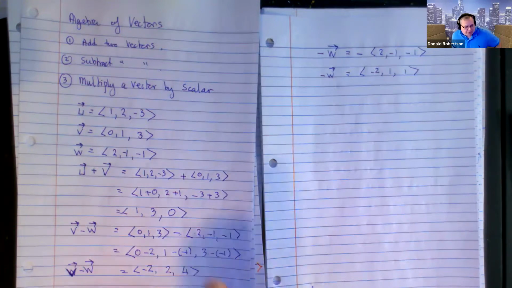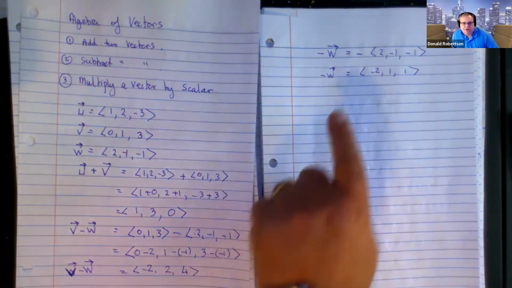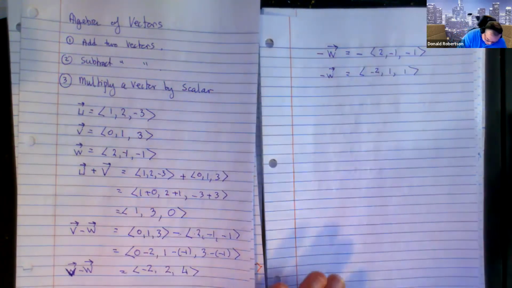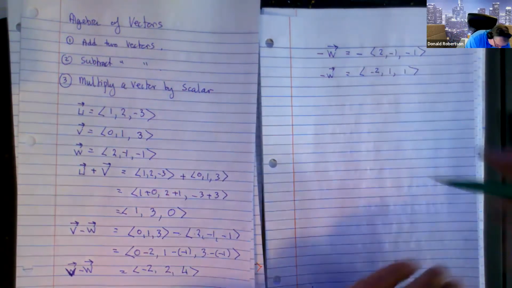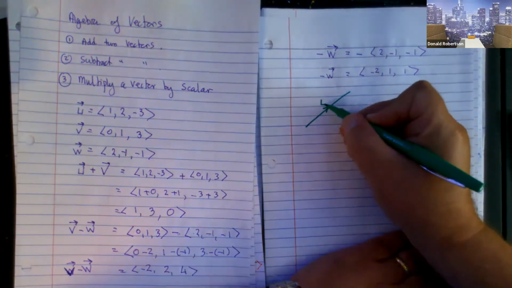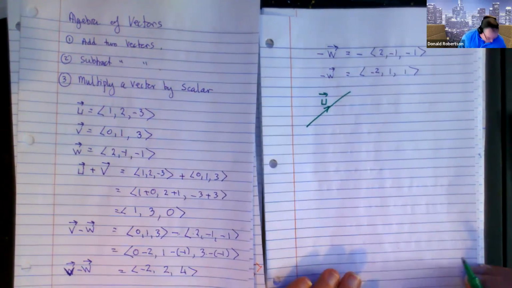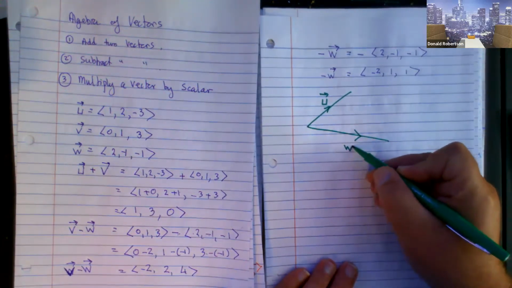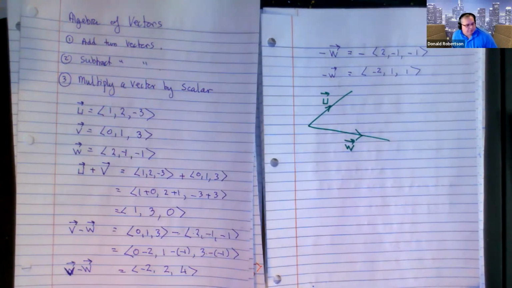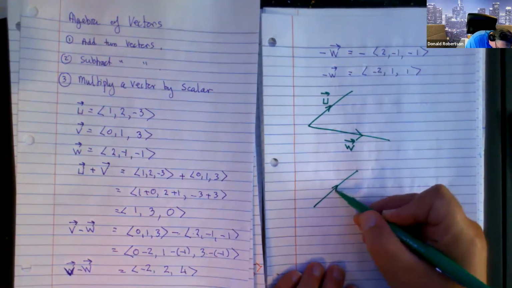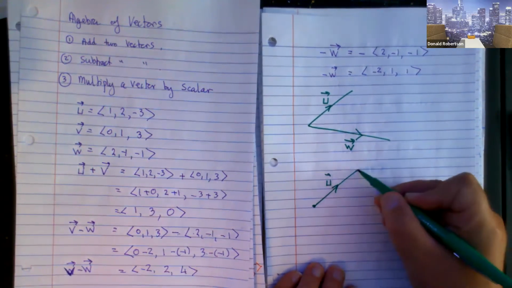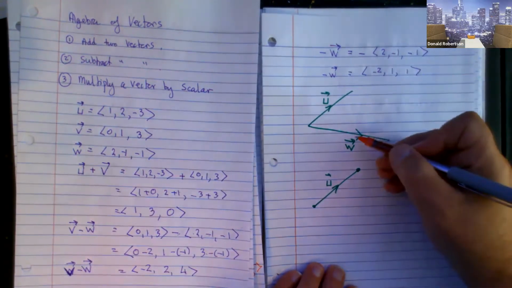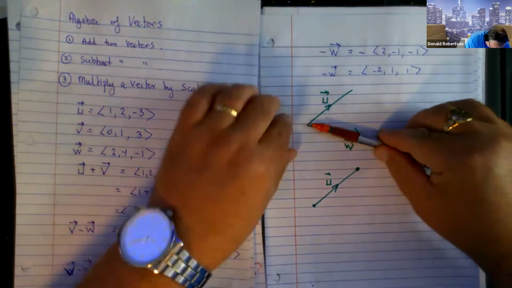Let me show you visually what these kinds of calculations actually look like. Pretend that this is the vector u, and this guy here is the vector w. If you add two vectors together, essentially you take the vector u and draw it first, and then wherever the vector finishes, you draw this guy.